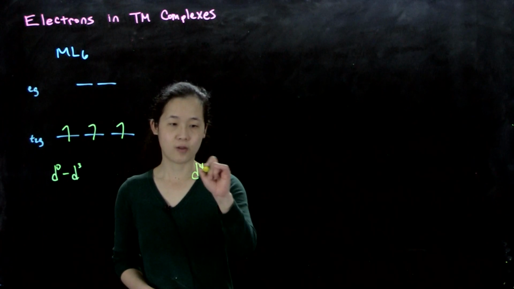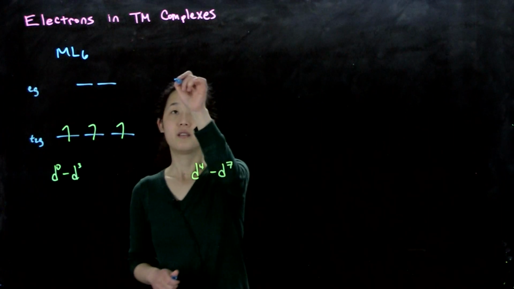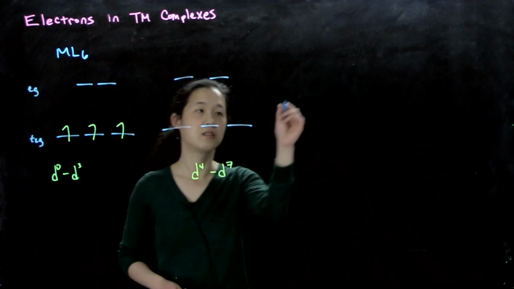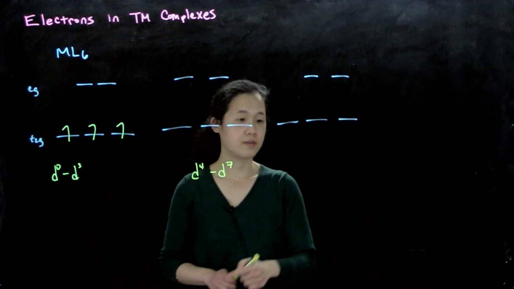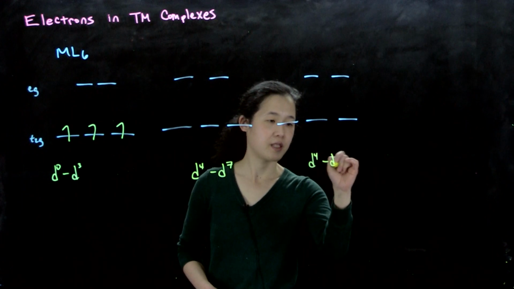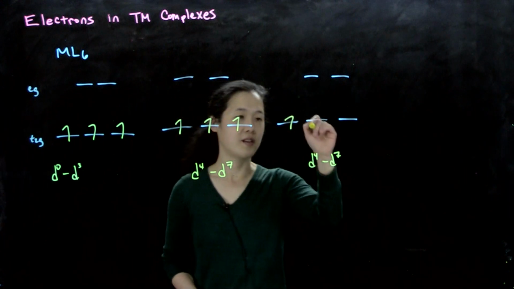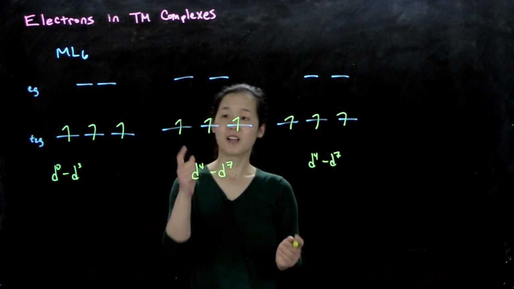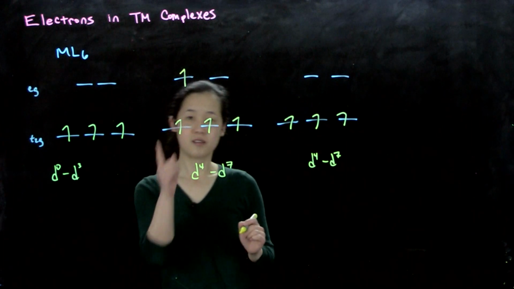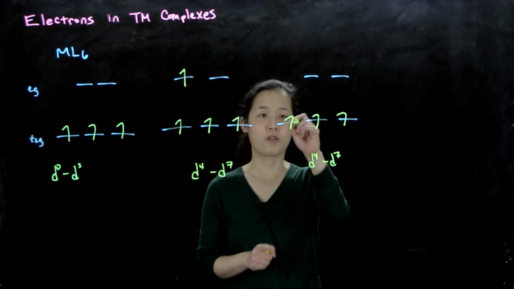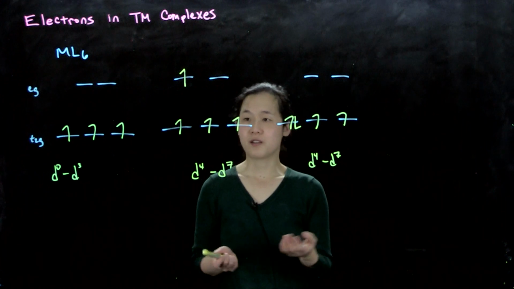So let's say d4 through d7. We fill in our first 3 electrons. I'll just draw. There are two choices. Our 4th electron could go up here, or it could go over here. The same thing could happen with d7. So you can figure it out.